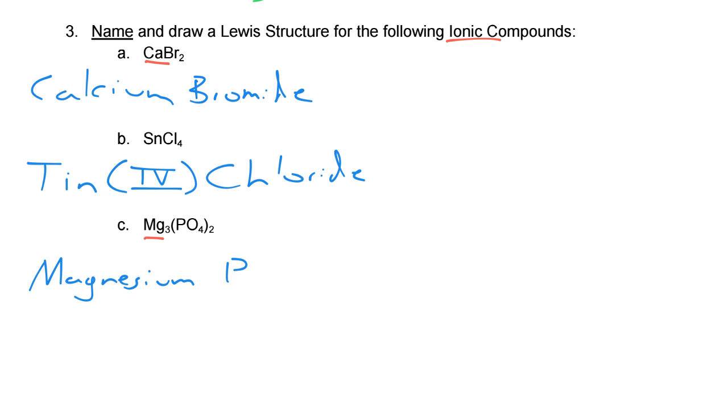phosphate. That PO4, we need to know that that is a phosphate group. And phosphate groups can gain 3 electrons. That's why we had to do a 2-3 ratio here, because magnesium can lose 2 electrons, so this makes it an equal transfer of 6 electrons. All right, now back to the Lewis structures.